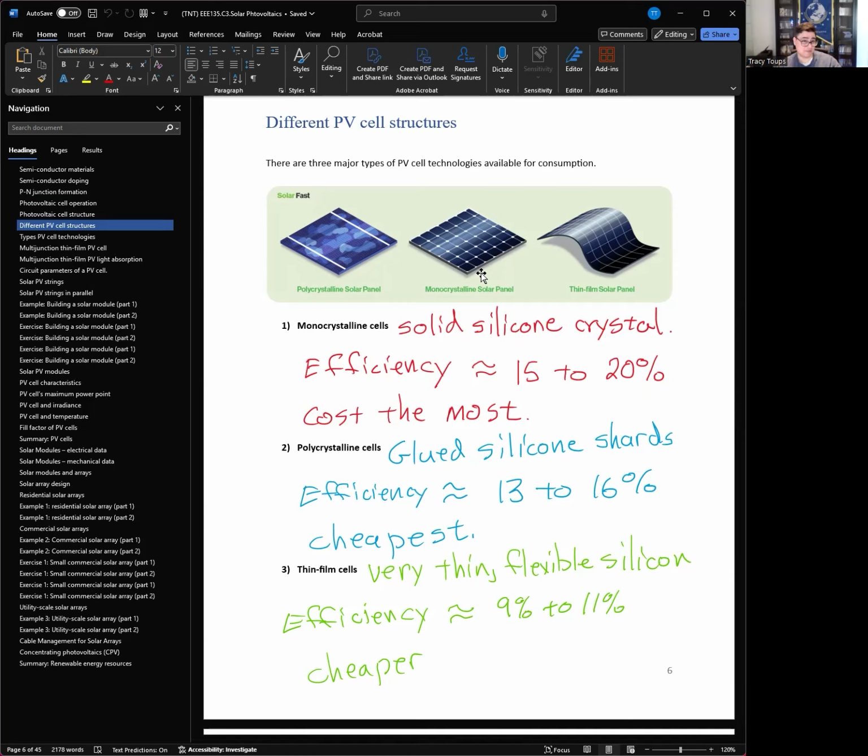It's also the most expensive. Why? Because it's the hardest to process, right? You have to make sure that each piece is flawless. If you have any breaks, you have to throw it away.